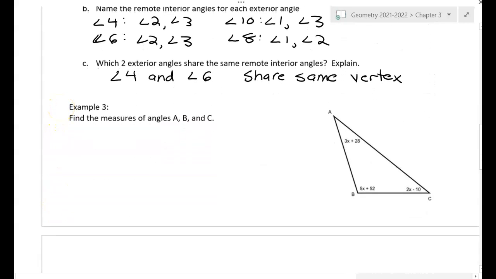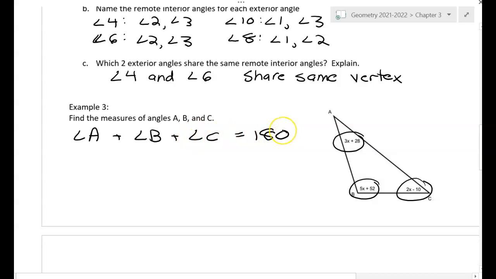All right, now let's do some algebra. We're going to find the measures of angles A, B, and C in this triangle. And instead of giving any numbers, all we have are algebraic expressions. So angle A plus angle B plus angle C equals 180. Now plug in the expressions for each angle. So angle A, I plug in 3x plus 28. Angle B, I plug in 5x plus 52. And angle C, I plug in 2x minus 10.